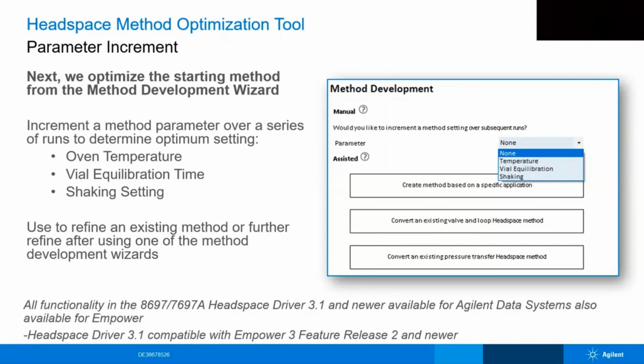So we have 3 options here, 3 parameters that we can dial in. So we have the temperature, and this is referring to the Headspace oven temperature. So this is where the equilibration of our sample is going to take place. The second parameter that we can optimize is the vial equilibration. So this is how long we want to wait to make sure that that equilibration is complete. And then we can also evaluate the shaking. So we have shaking settings that can be incremented to see if shaking has an impact, if it doesn't, and at what point is the optimal setting for your particular sample.